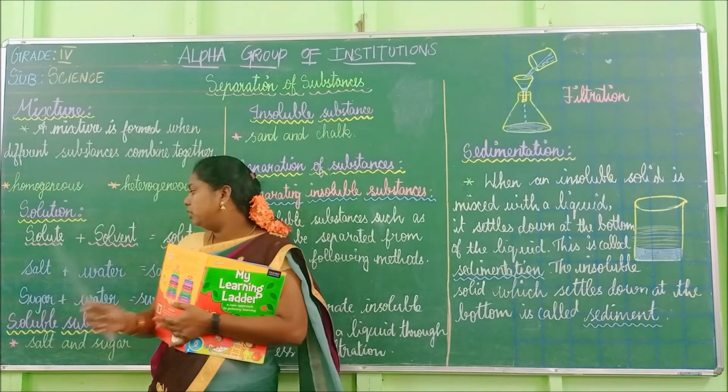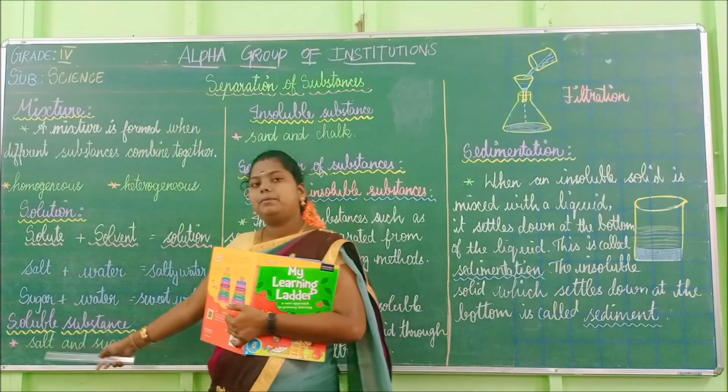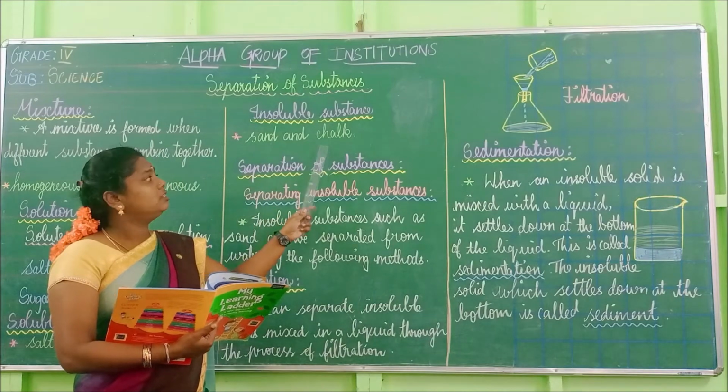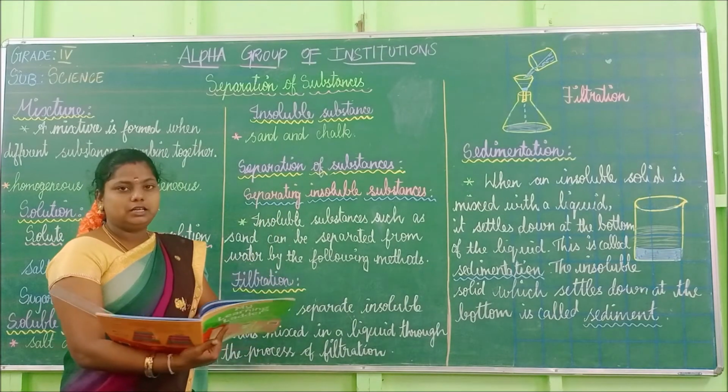So children, here the soluble substance examples are salt and sugar. The insoluble substance examples are chalk and sand. Is it clear? Is it clear to all children?